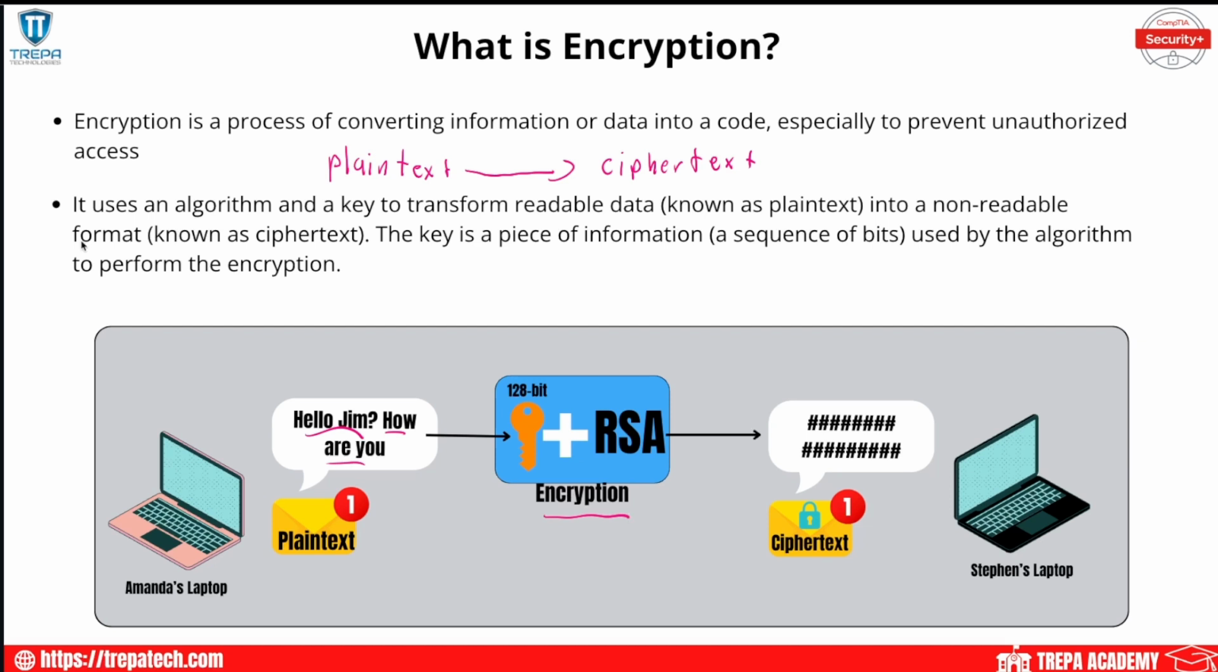As you can see here, encryption uses an algorithm and a key to transform readable data into a non-readable format known as ciphertext. The key is a piece of information, a sequence of bits, because this message right here is just all bits, and it is used by the algorithm to perform the encryption. So our encryption has two main components. One is the actual encryption algorithm here, which is an asymmetric encryption algorithm. And then, of course, the key. That key size is also going to determine how strong or how secure that encryption is.